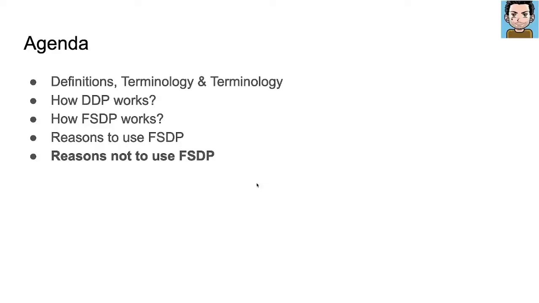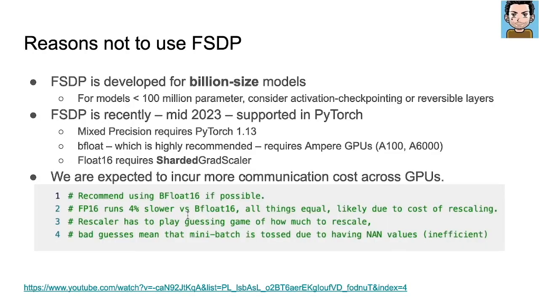Now it's time to wrap up this presentation and review reasons not to use FSDP. FSDP is developed for billion-size models. So as a rule of thumb, if your model is, let's say, less than 100 million parameters, you probably shouldn't use FSDP.